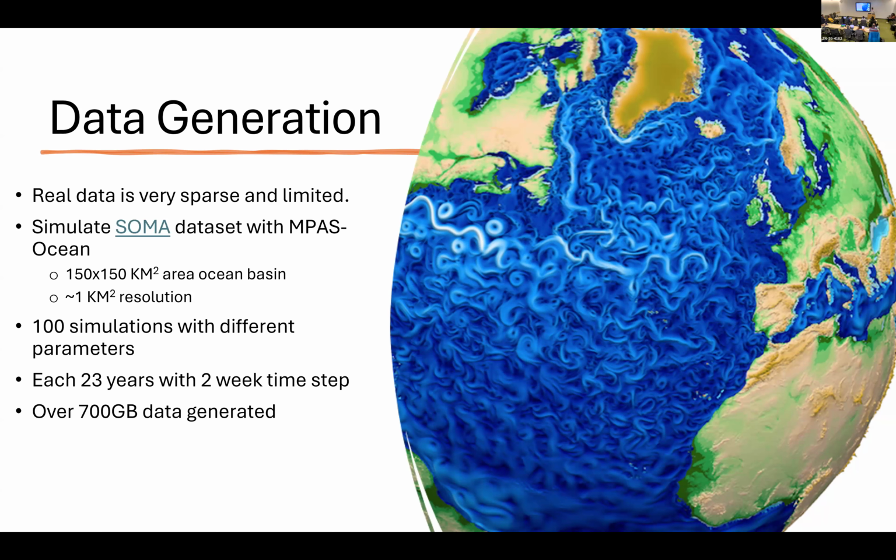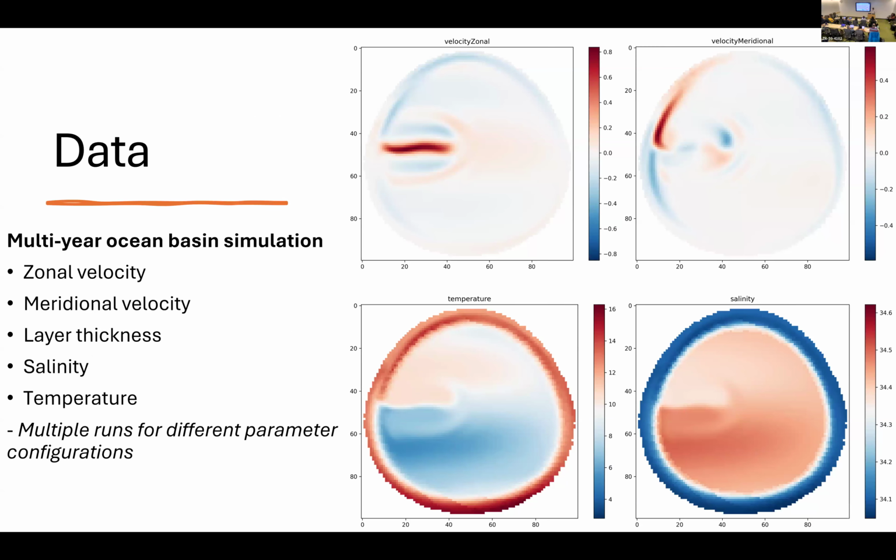And each simulation was run for 23 years with a 2-week time step. And this was all run on the Perlmutter NERSC system, and this resulted in roughly 700 gigabytes of training data. So this training data consists of 5 parameters, and some of these are visualized on the right side. So these are the zonal and meridional velocities on the top, which is the flow from east to west and north to south. We have the temperature, salinity, and layer thickness. In addition, I also have different parameter configurations for each simulation.